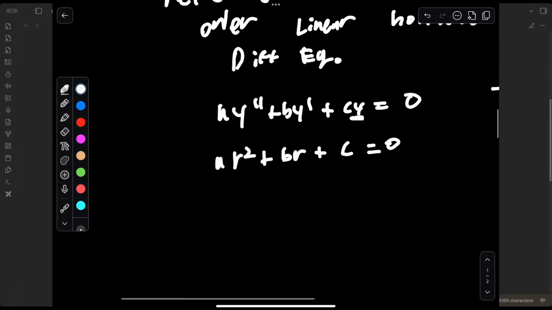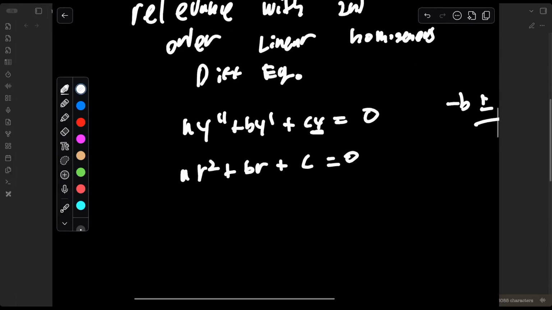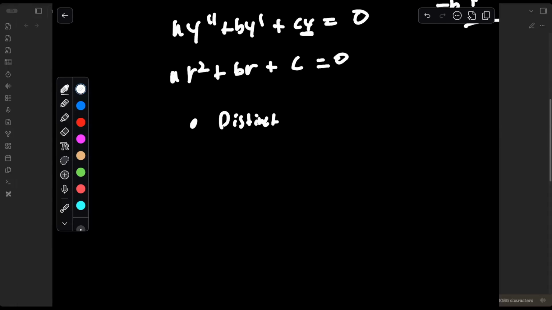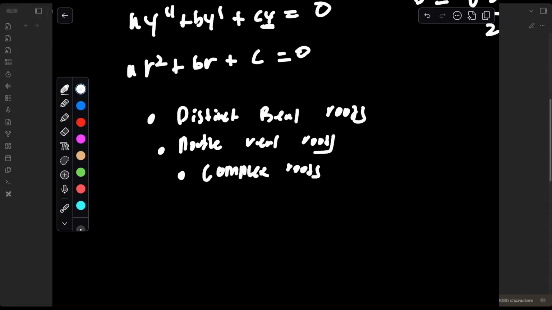Now there are three cases, or theorems, to find the general solution. The first one we're going to focus on is distinct real roots. Then there are double real roots. Lastly, there are complex roots. This video will only cover the first, so we will eliminate the second and third.